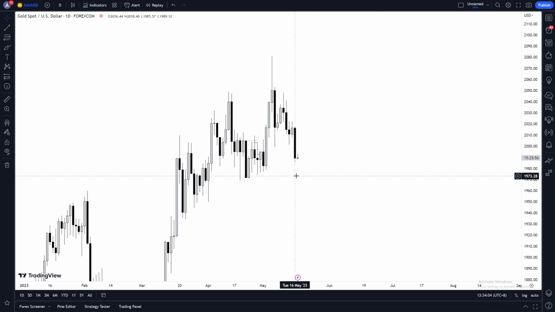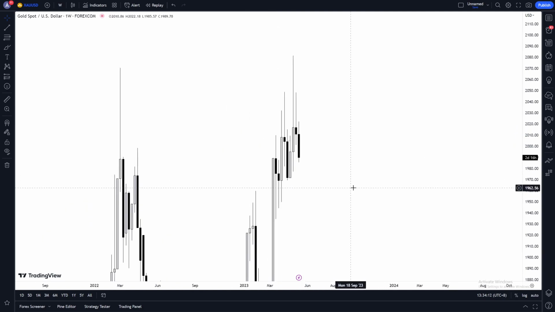But I look back and I'm like, how could I have gotten into this? Why did price burst up? Weren't we in a weekly bearish? Check this out, guys. Let's go back to the weekly.